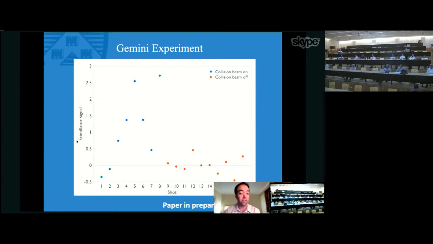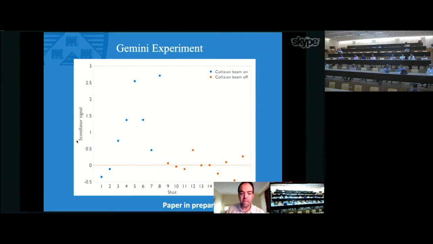And you can see there is some background noise. It fluctuates a little bit between minus 0.5 and 0.5 in this scale. And that means that all these blue dots that extend all the way up to 1.5, 2, and 3 with the collision beam on actually represent a real signal. And as I say, this is a preparation.